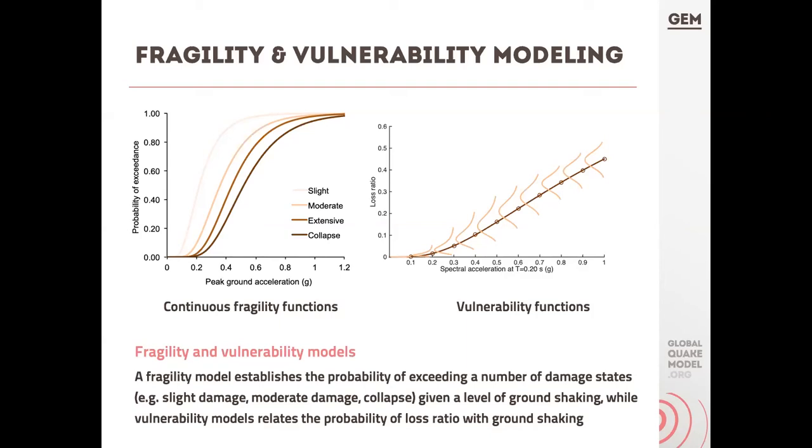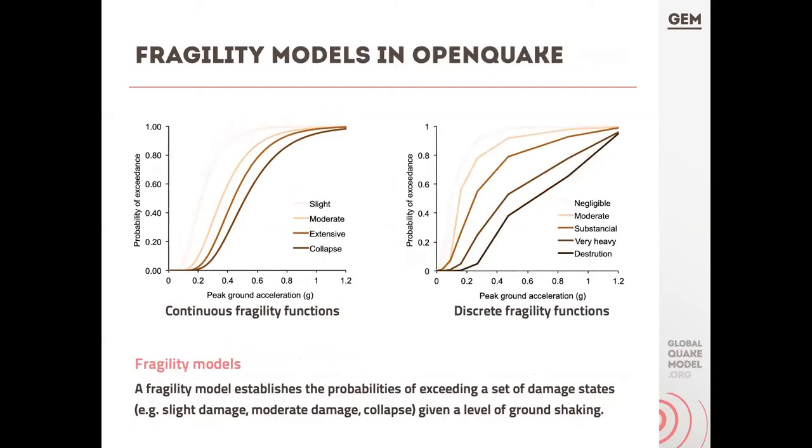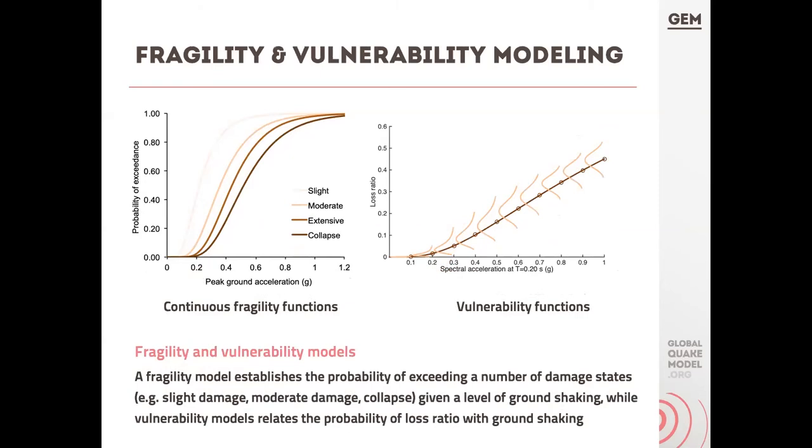And on the y-axis, on the plot on the left, you will have a set of curves that are predicting the probability of exceeding a set of given damage states as a function of that intensity measure. And by vulnerability functions, instead we mean trying to predict economic loss or human loss as a function, again, of a selected intensity of ground shaking. So in this case, we would be looking at distributions of economic loss or human loss as a function of shaking intensity.